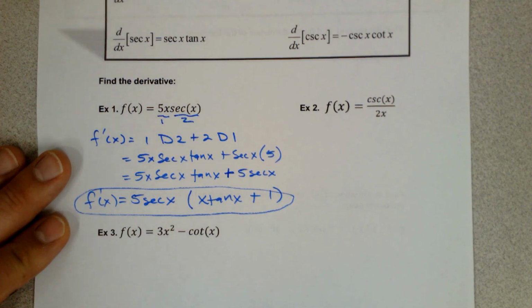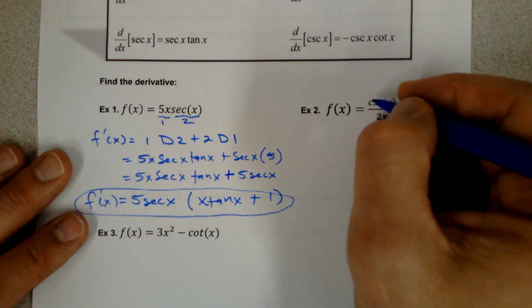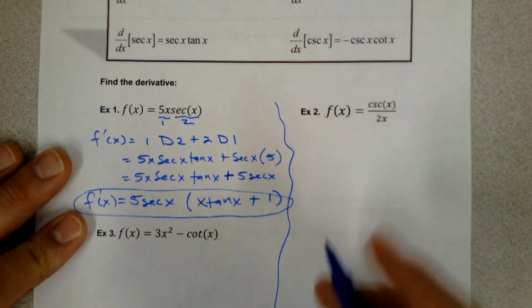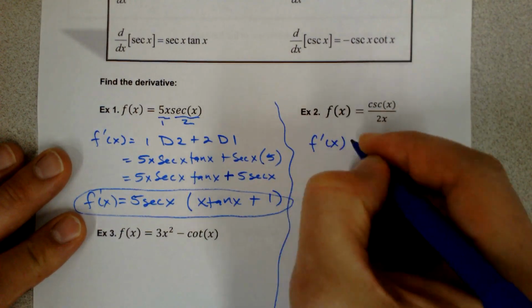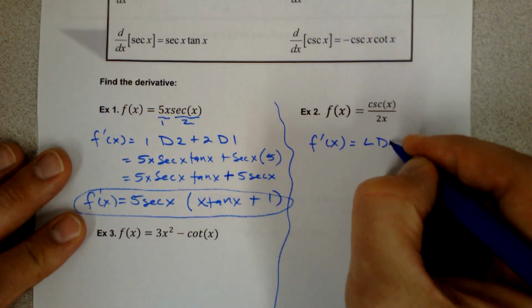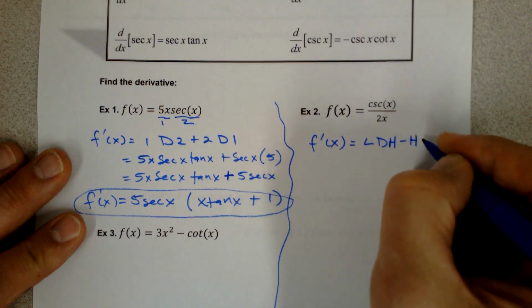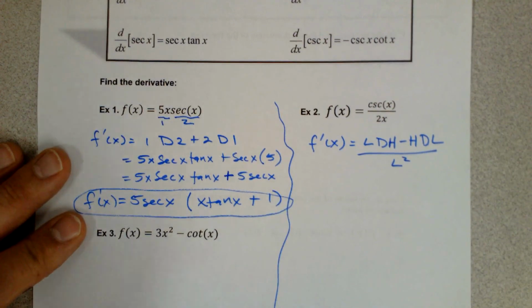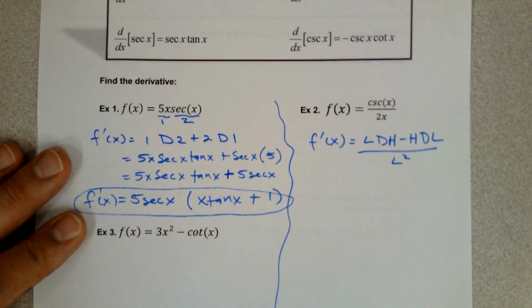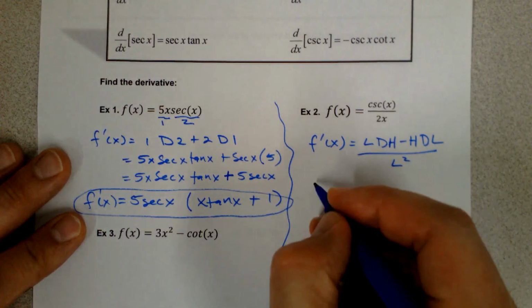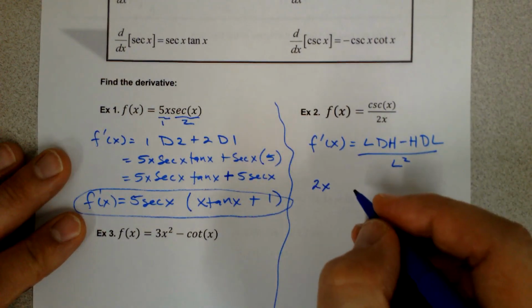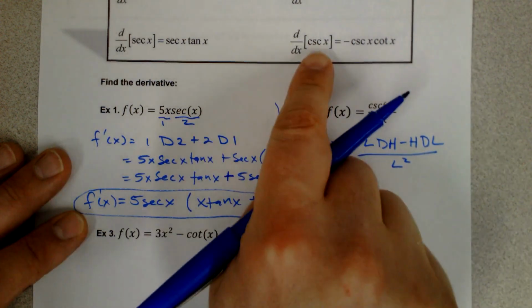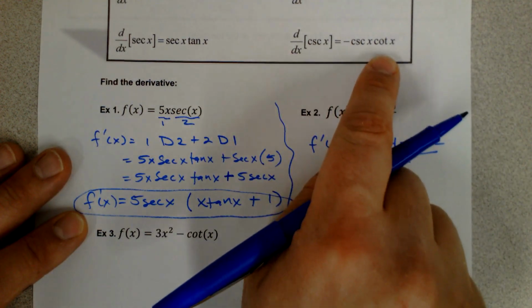All right, let's look at number 2. On number 2, I've got a quotient. So I've got my high one and my low one. I always like to write this out for notes: low d high minus high d low over low squared. So I take the low one, which is 2x, times the derivative of the high one. I take the derivative of cosecant, and we get the opposite of cosecant, cotangent.